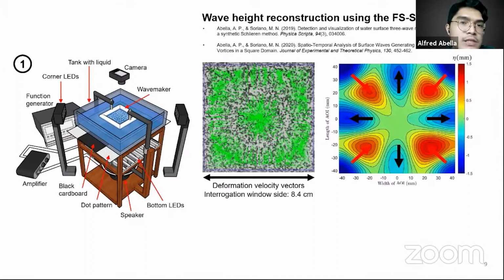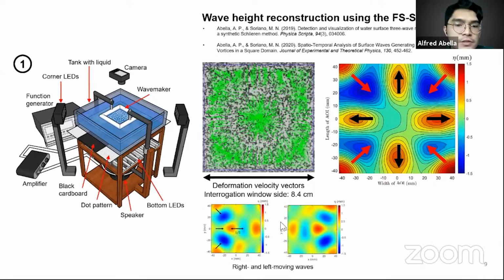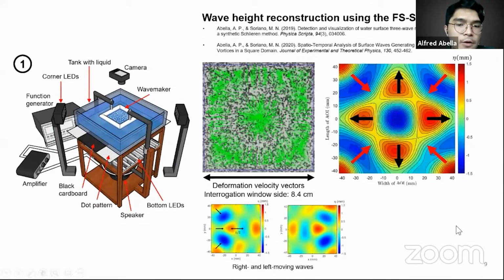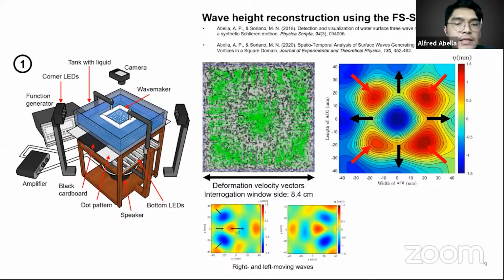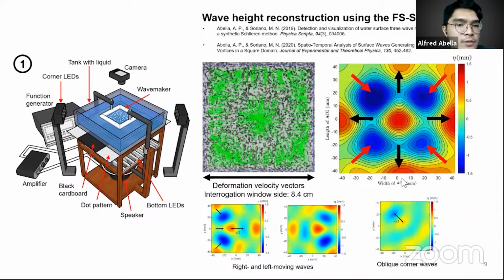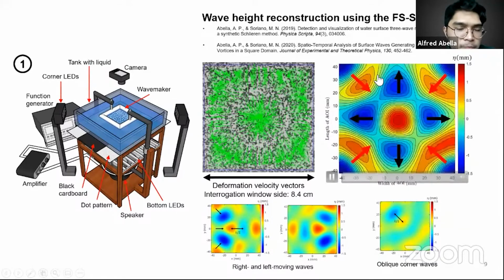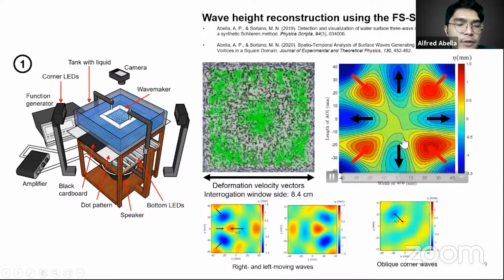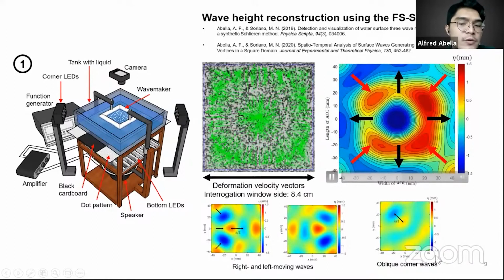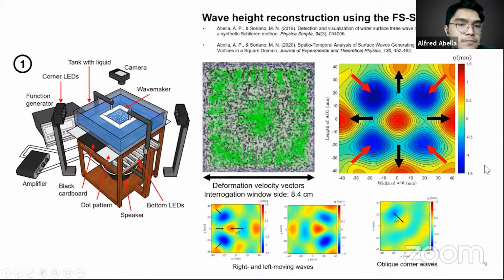Now we can decompose the right and left moving waves shown here, and then we can further decompose the waves so that we can see the oblique corner waves. So to produce this pattern, we need right and left moving waves, and we need oblique corner waves.